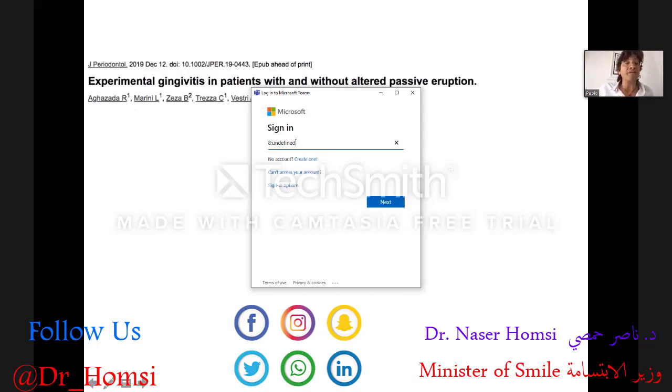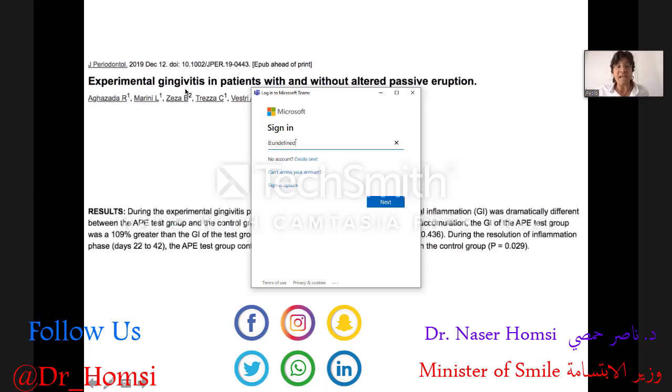Like my friend Andrea Pilloni and his group of periodontists from Sapienza University, they assessed that altered passive eruption is not only an aesthetic problem, it is a periodontal problem that dramatically affects gingival inflammation. So patients with APE are affected with a higher score of gingival inflammation. So also for therapeutic reasons, and for predictability of the periodontal situation of these teeth, we should do something for this kind of patient.